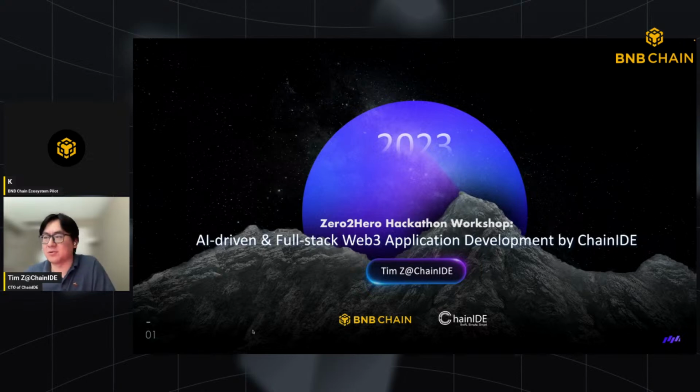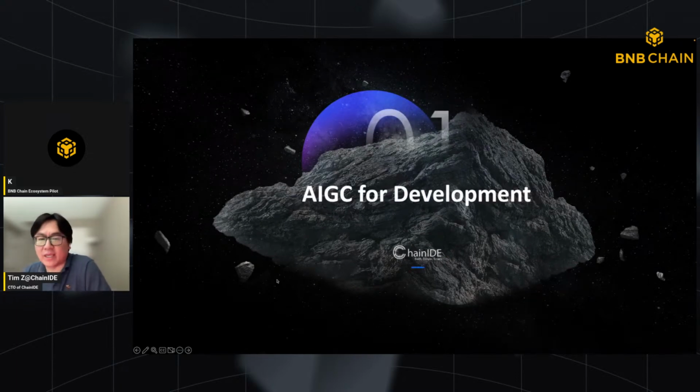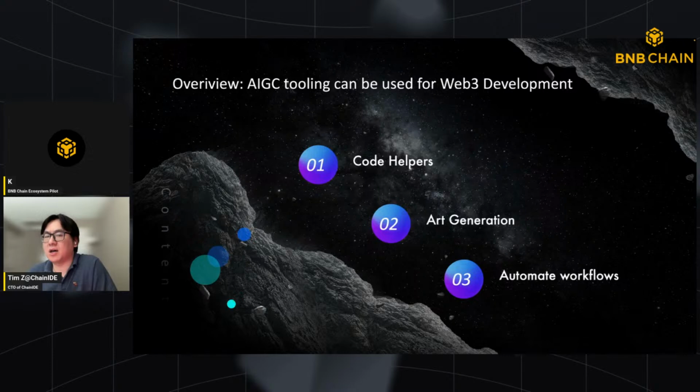All right. So the first section will be AIGC for development. I will go through the current state of the art in AIGC tooling. There are a bunch of AIGC tools that can be used for Web3 development. If we don't limit the scope to Web3 development, there would be many more. But for Web3 development, I think these are the three most useful categories of AIGC tooling.